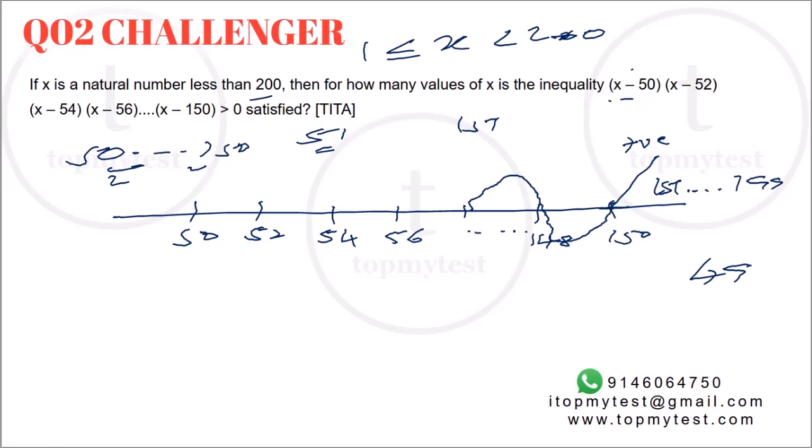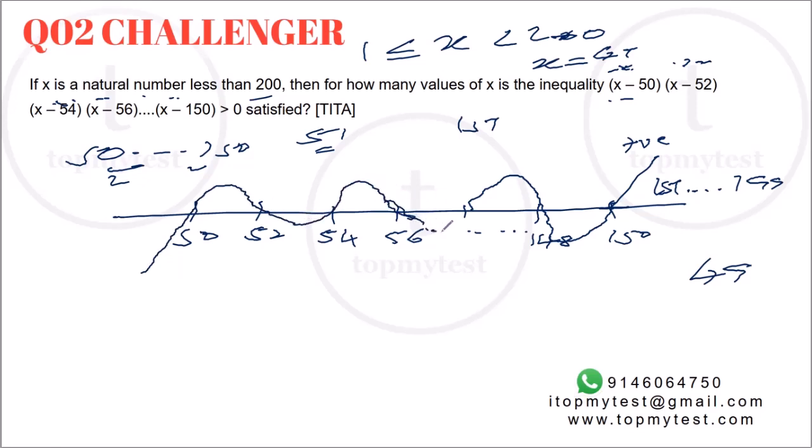Okay, so if I take a value, say x is equal to 49, it will be negative, negative, negative, negative. All of them will be negative. 51 negative numbers, when you multiply them, the final answer will be negative. So before 50, it will be negative. So the curve will go like this.